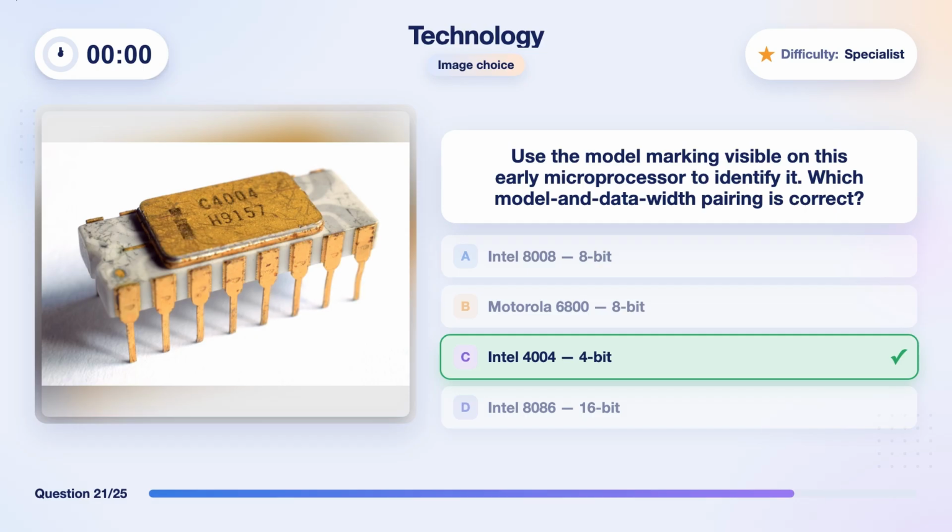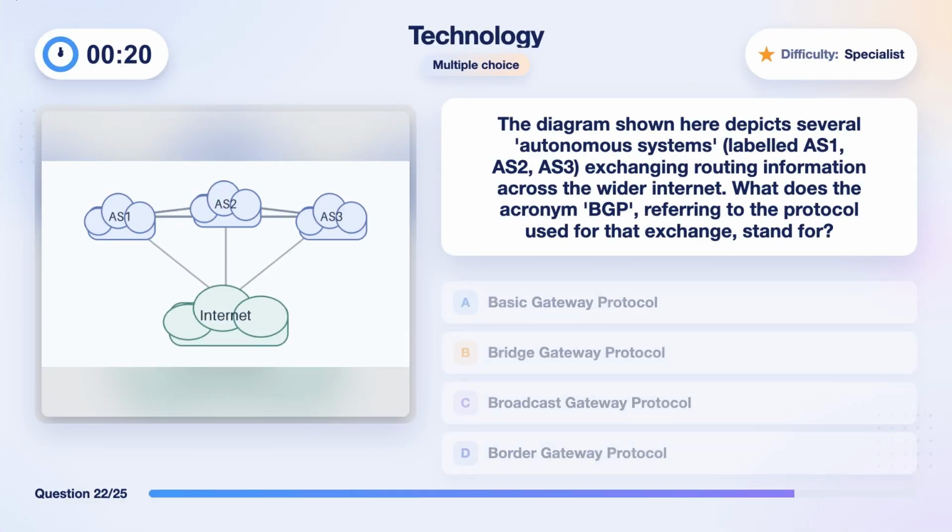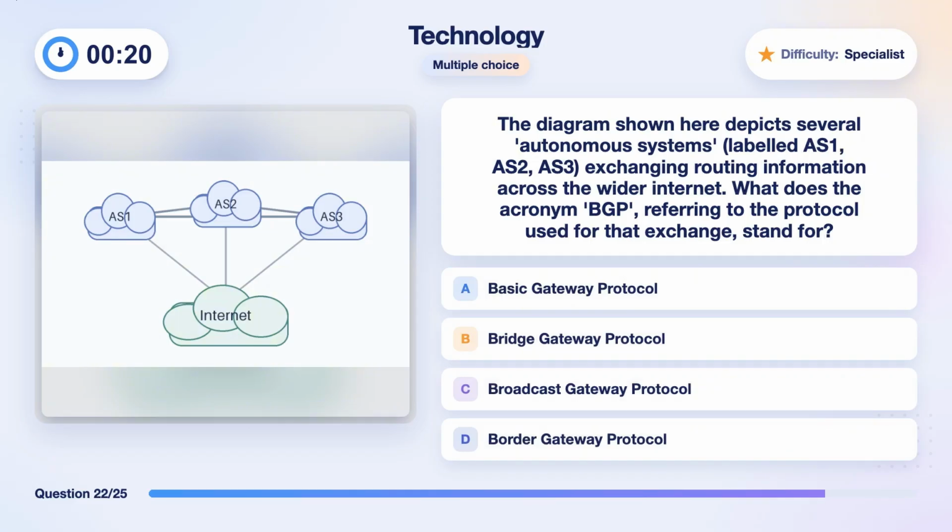microprocessor in 1971. The diagram shown here depicts several autonomous systems, labeled AS1, AS2, AS3, exchanging routing information across the wider Internet. What does the acronym BGP, referring to the protocol used for that exchange, stand for? Your options: A. Basic Gateway Protocol, B. Bridge Gateway Protocol, C. Broadcast Gateway Protocol, D. Border Gateway Protocol. Trickier than it first looks. That's 20 seconds, timer's running.